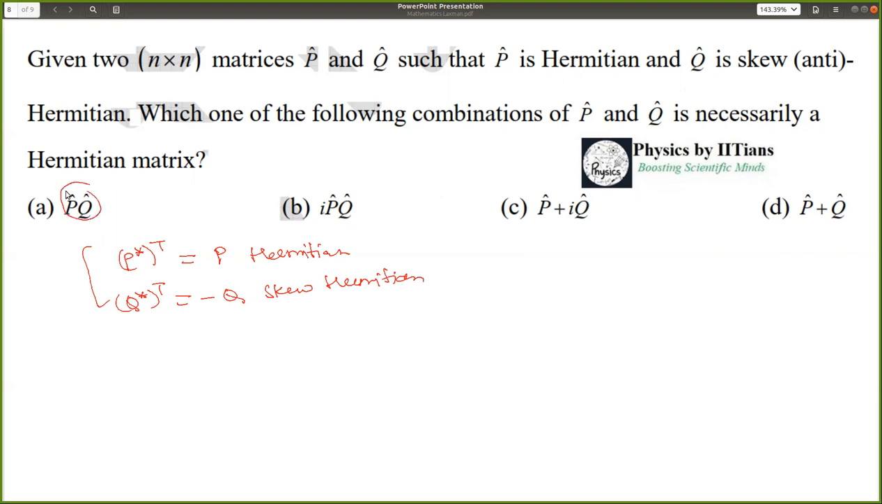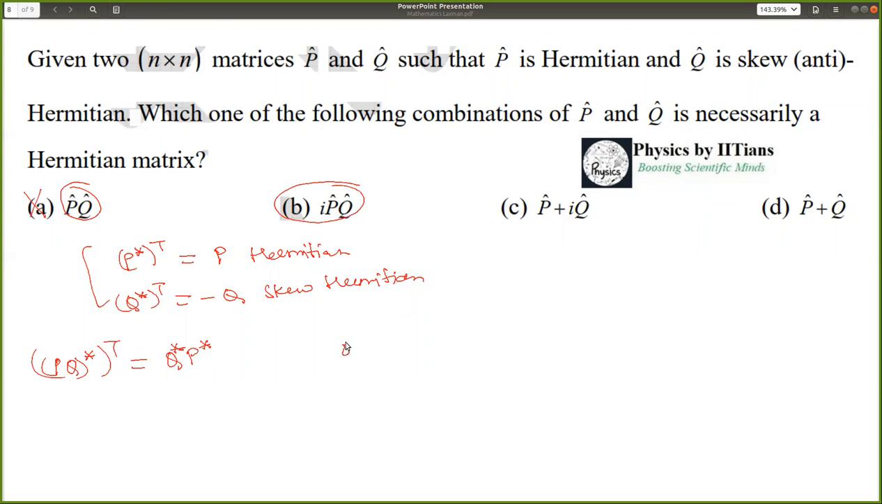Let's suppose PQ. For PQ you can write the complex conjugate transpose. It will come out to be the transpose of the two matrices with the order changed, so it will be Q conjugate transpose times P conjugate transpose. This is not equal to PQ. If it were PQ, then it would be Hermitian, but this is not equal to PQ, so you can ignore this.